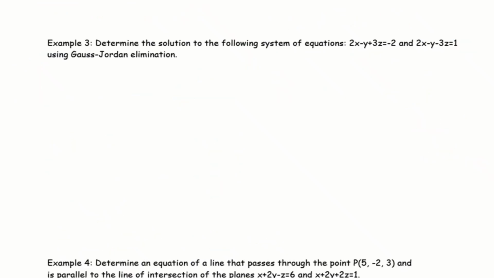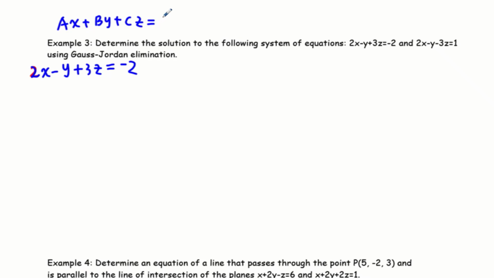It asks you to determine the solution of the following system of equations. So 2x minus y plus 3z equals negative 2. 2x minus y minus 3z equals 1, using the Gauss-Jordan elimination method. So we are going to copy these two equations here. So 2x minus y plus 3z equals negative 2. We write it in this form. Then we take the a, b, c out.